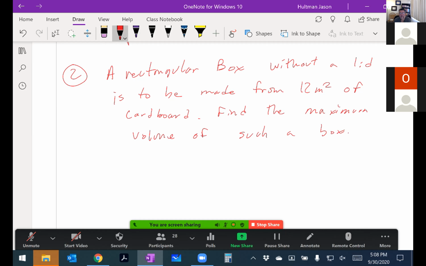I've got 12 square meters of cardboard and I want to fold this up and use it for a box with no lid. So how can I do that? Any ideas? You could use the equation for volume, V equals X times Y times Z. Yeah, there you go.